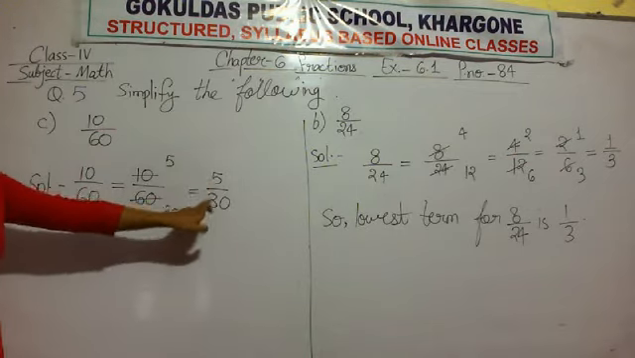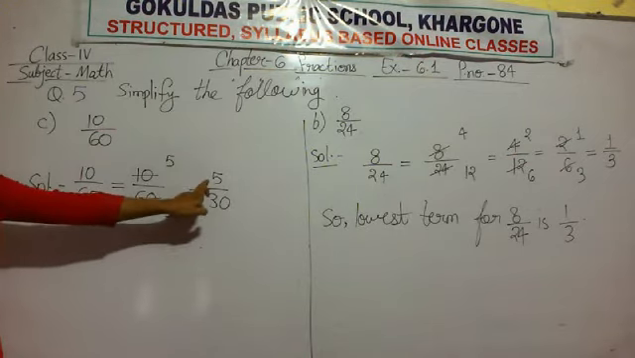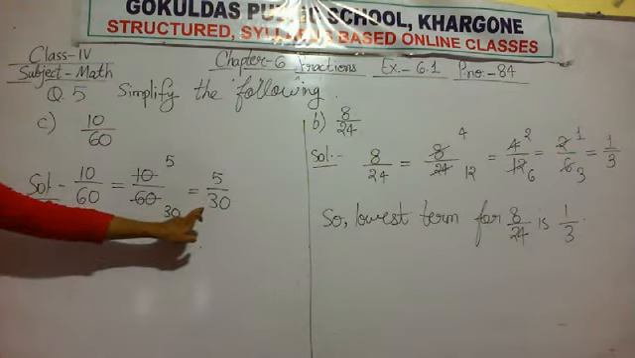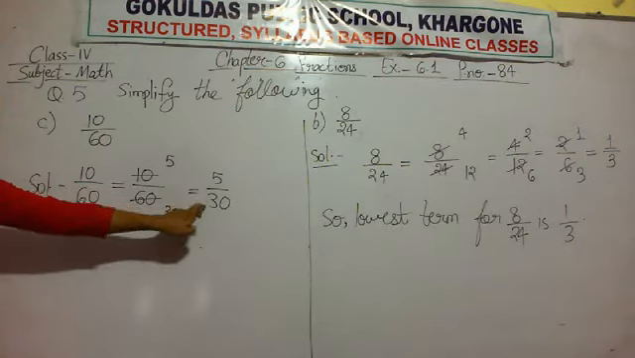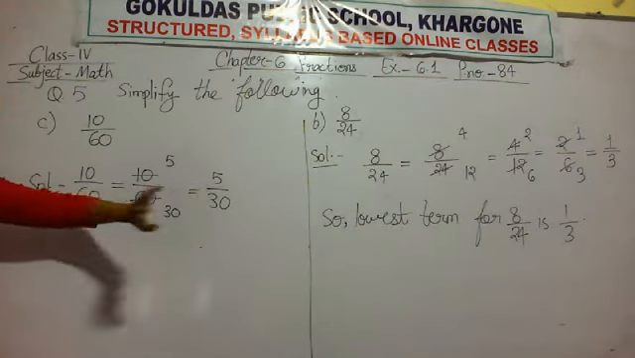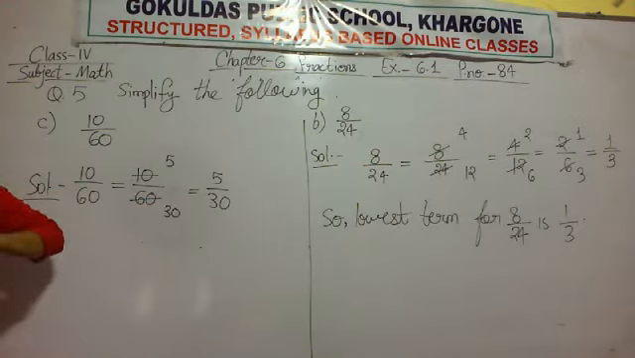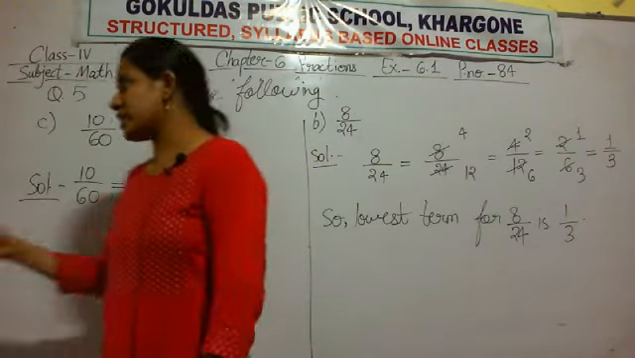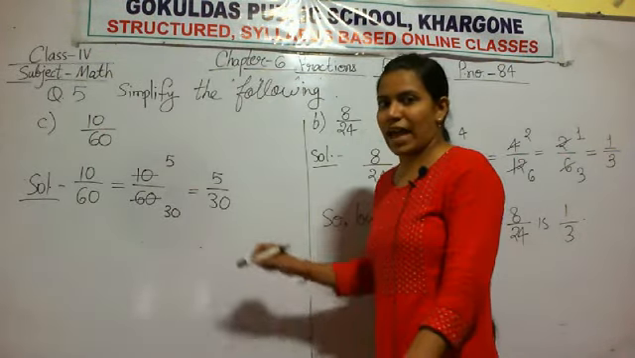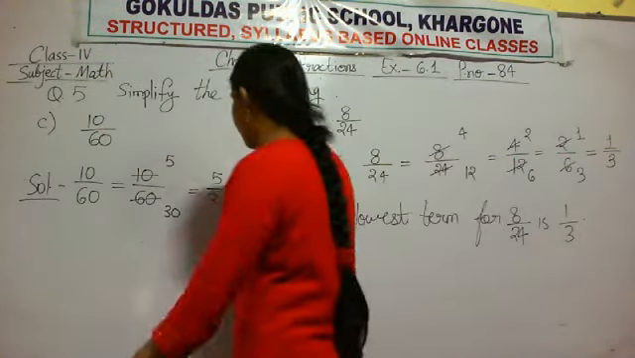Okay. Now look at this number. 5 is an odd number, 30 is an even number. So you cannot divide it by 2. You also cannot divide it by 3, and you also cannot divide it by 4. So can we divide both the numbers by 5? If both the numbers are divisible, then only we will divide. So yes, 5 is divisible by 5 and 30 is divisible by 5.